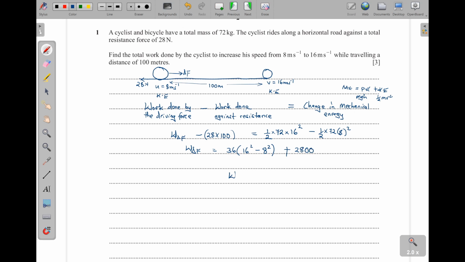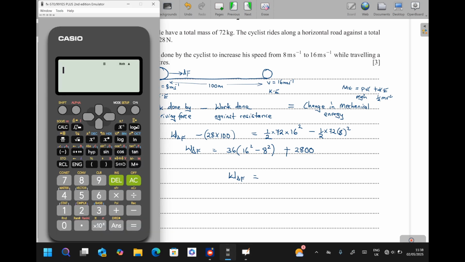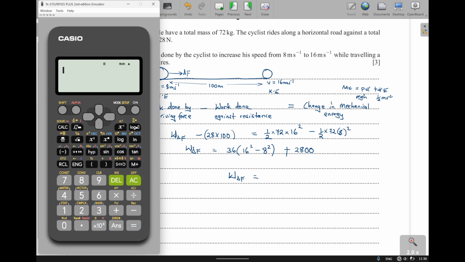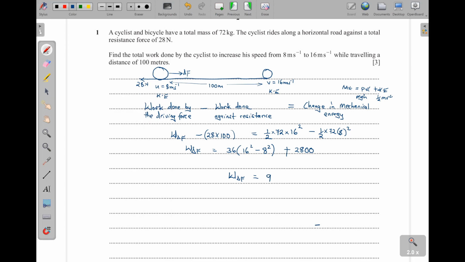So what do we get as the work done by the driving force? In my calculator, I have 36 times (16 squared minus 8 squared), then plus 2800. What do we get? 9712 joules. Work is in joules.